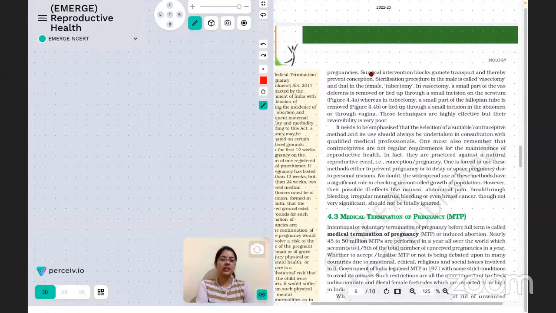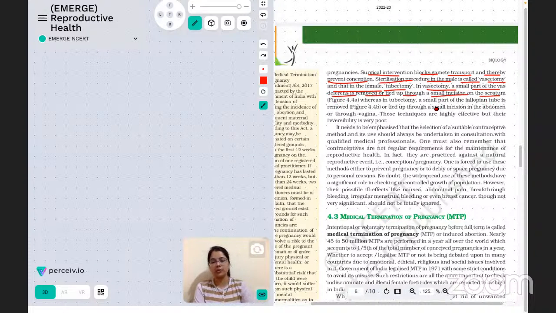So surgical intervention blocks the gamete transport and thereby prevents conception. Sterilization procedure in the males is called vasectomy and that in females is called tubectomy. Vasectomy में small part of the vas deferens is removed or tied up through a small incision on the scrotum, जो मैंने अभी आपको फिगर में दिखाया.